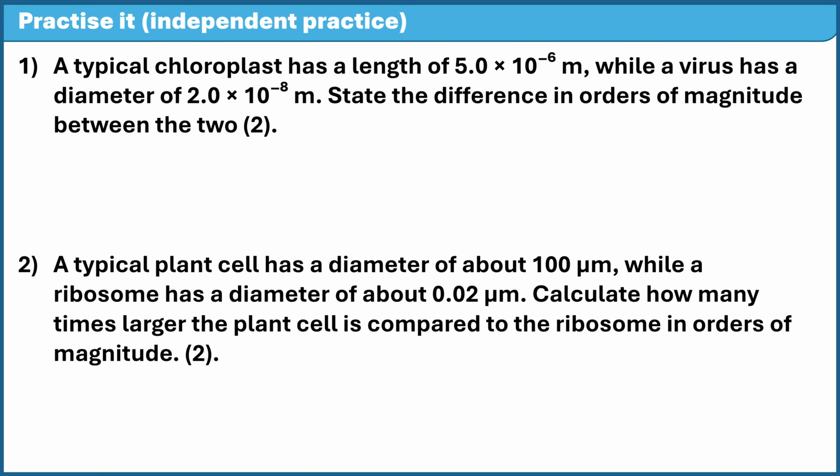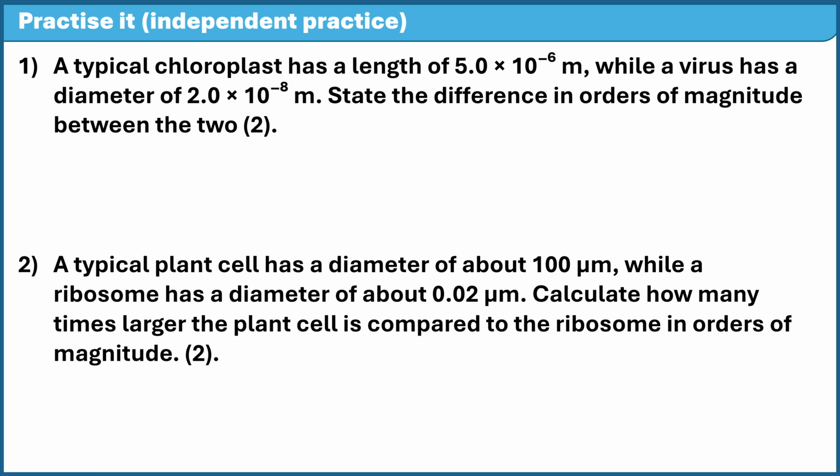All right, your turn. I've got 2 exam style questions for you. Question 1. A typical chloroplast has a length of 5 times 10 to the minus 6 meters, while a virus has a diameter of 2 times 10 to the minus 8 meters. State the difference in orders of magnitude between the two. This is worth 2 marks.